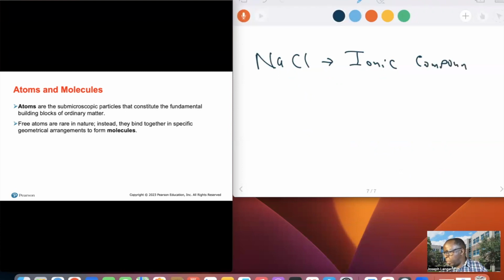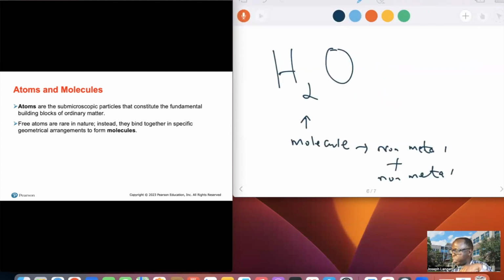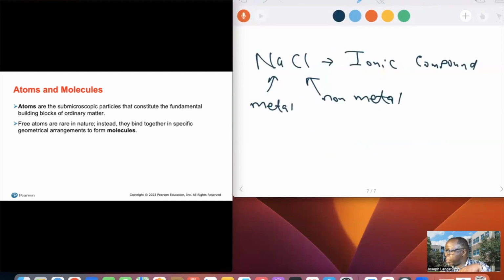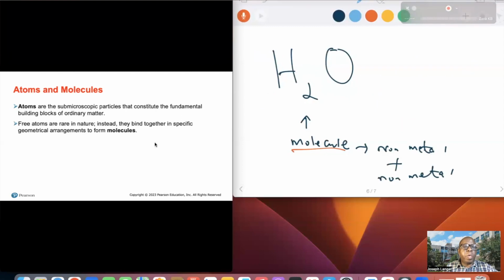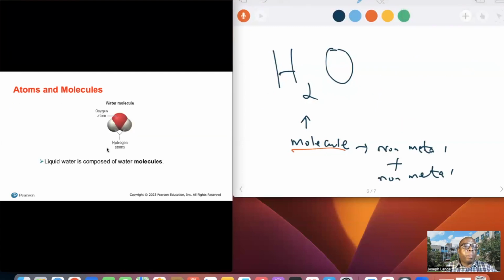We're going to talk about this later on, because this is a metal and this is a non-metal on the periodic table. Just to draw a parallel between the word molecule and formula unit, for an ionic compound we call it a formula unit, which is the simplest form of an ionic compound. But for non-metals, we use the word molecule.